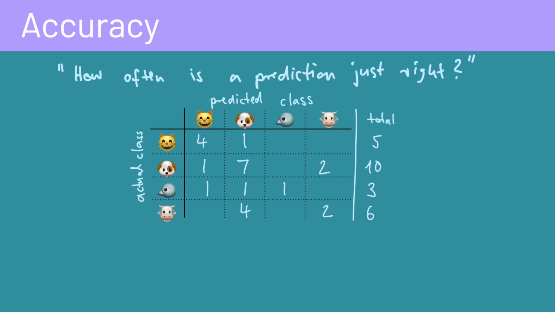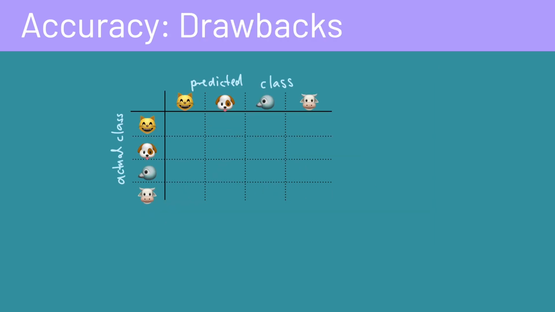To calculate the accuracy, we now look at the main diagonal of the confusion matrix, and we sum that up. We divide the sum by the total number of samples. In our case, this is 14 over 24, approximately 0.58. It's that simple. And accuracy is also widely used, yet accuracy has some drawbacks.